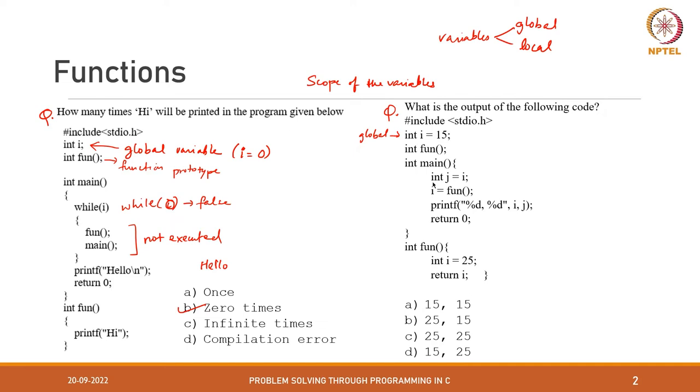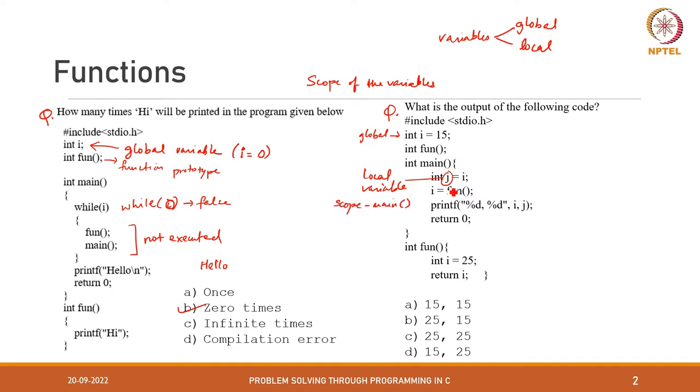Okay, so when this particular statement is executed, int j is equal to i, now j is a local variable, which has the scope of the main function. The main function is the scope of this variable j.